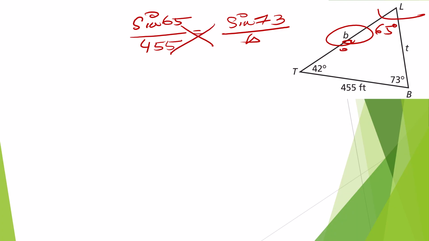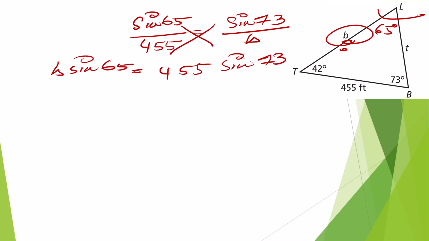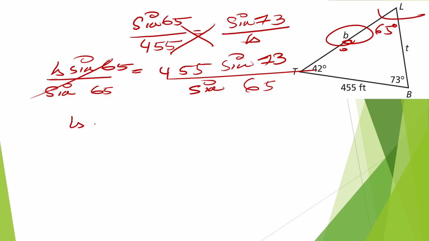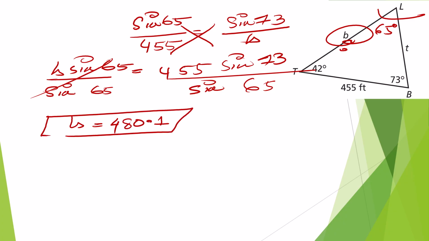Cross multiply, b goes with the sine 65 equals 455 times sine 73. Divide both sides by sine 65. The reason is that we want to find the unknown b, and we write it in the calculator to get our final answer. 455 into sine 73. So it is 480.1. So 480.1 feet. This is our answer.